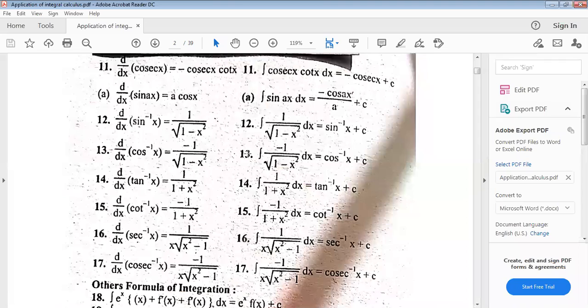In this way, we have to use all the formulas of differentiation, just converting them into anti-differentiation. The integration formulas are the anti-differentiation formulas.